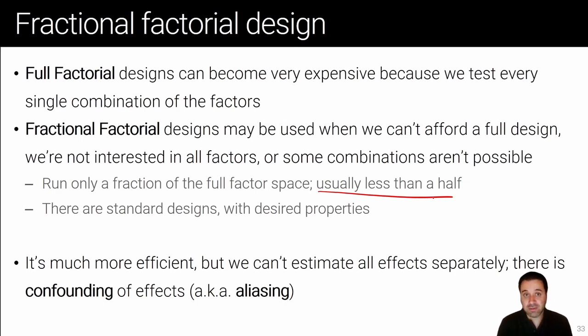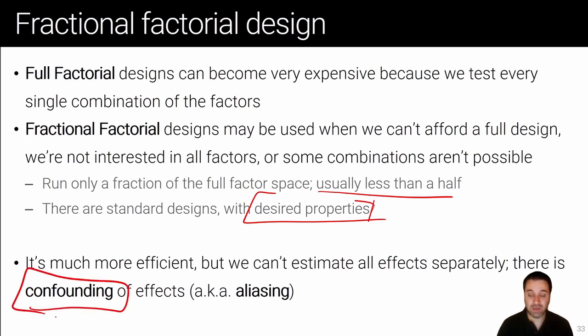And there are standard designs, depending on specific combinations of factors and levels, that have desired properties that we will just mention in passing. It's much more efficient because we do not need to study every single combination of the factors. The problem is we cannot estimate all the effects separately. There's going to be a certain degree of confounding. So we're going to start talking about confounding effects, or as in many places they call them, aliasing. So there's going to be aliasing between the effects of multiple factors or interactions.